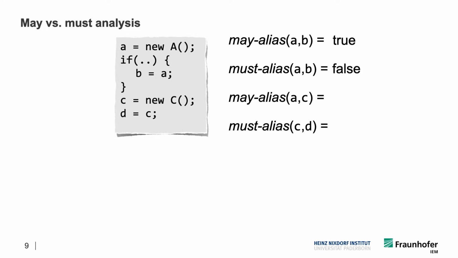If we look at may alias A and C, that is also definitely false, because they are never assigned to one another. And if we look at must alias C and D, that's an interesting question. D is definitely being assigned C. It's not assigned anything else, so you might come to the conclusion that this is true. That might seem like a sensible answer, okay?